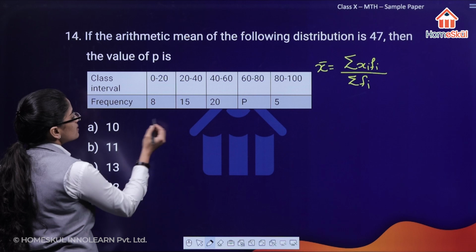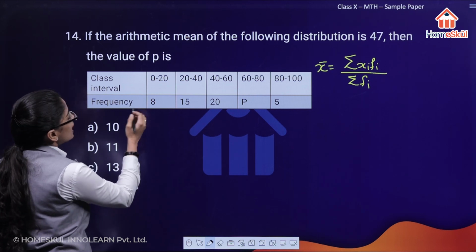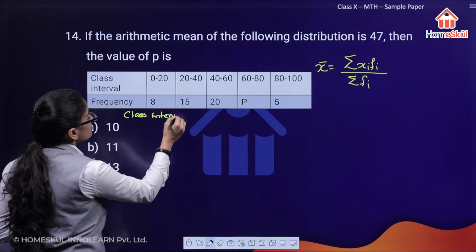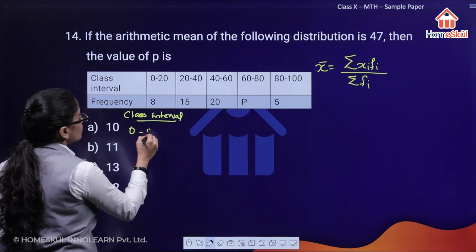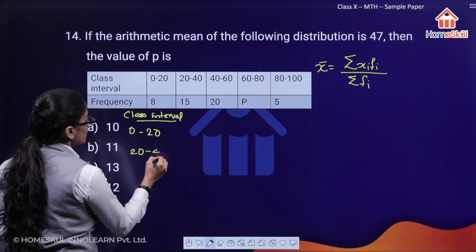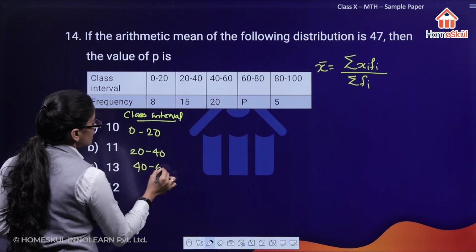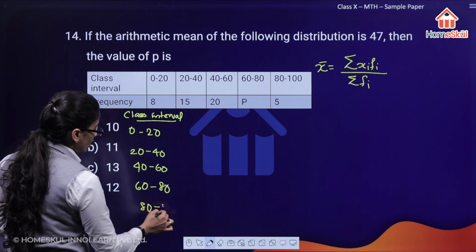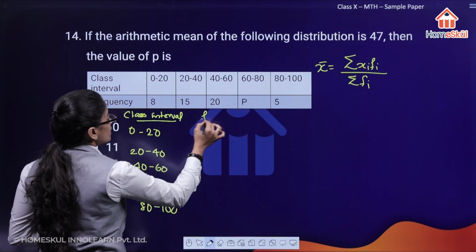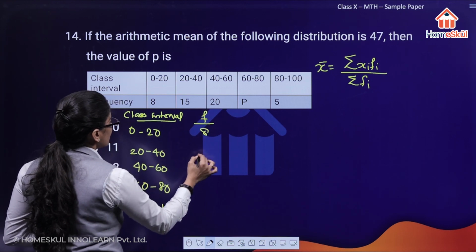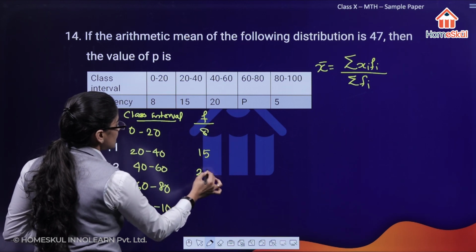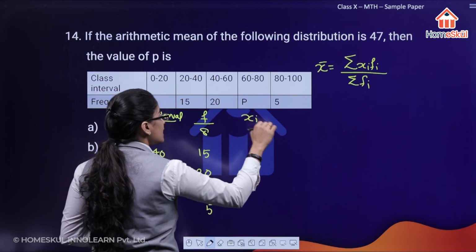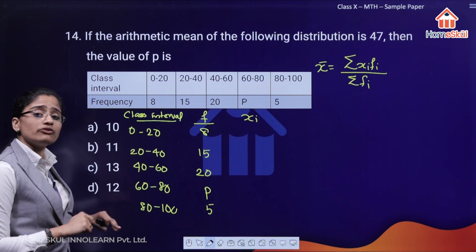So, we will be rewriting this data here. Class intervals given: 0 to 20, 20 to 40, then 40 to 60, then 60 to 80, 80 to 100. Then we'll be looking into frequency. Corresponding frequencies are 8, 15, 20, P and 5, okay? Now, we need to find out xi fi. What is this xi? It is the mid value of the class interval.